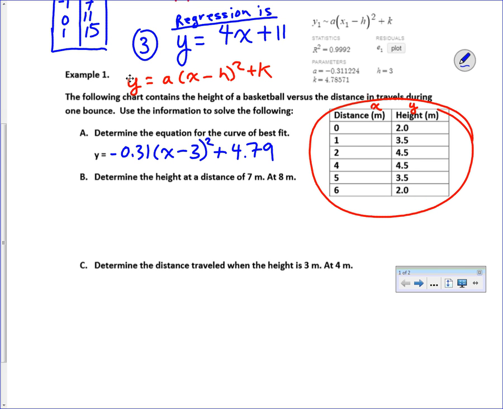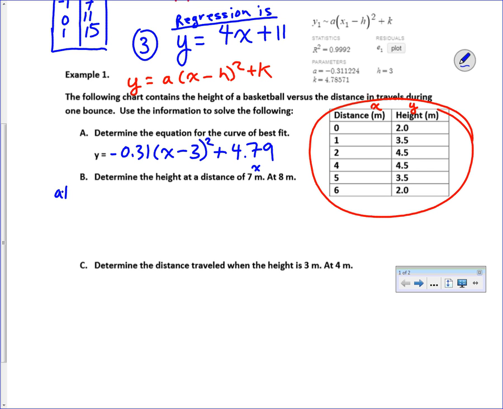Now, using this equation, you know that y is the height. Okay? And if you wanted to find out what the height was, determine the height at a distance of 7. So if the distance is 7, that's x. And all we're going to do is just substitute in.